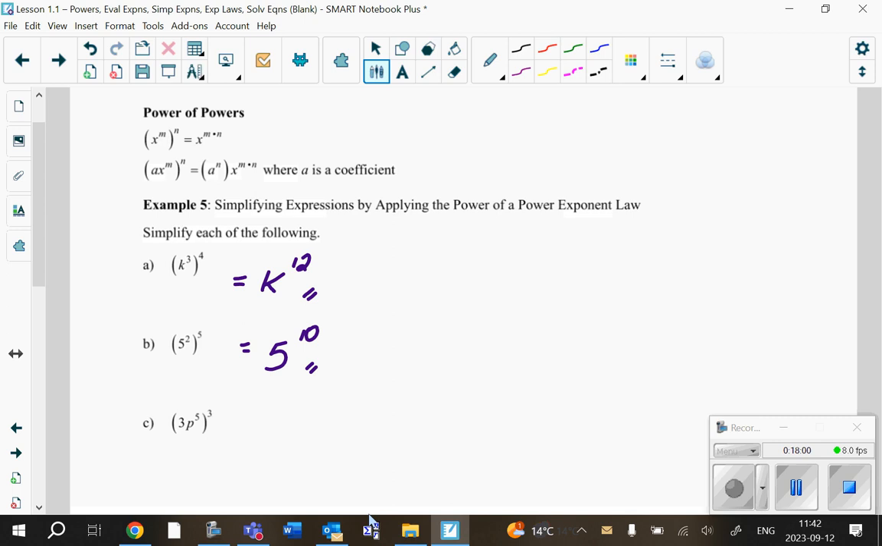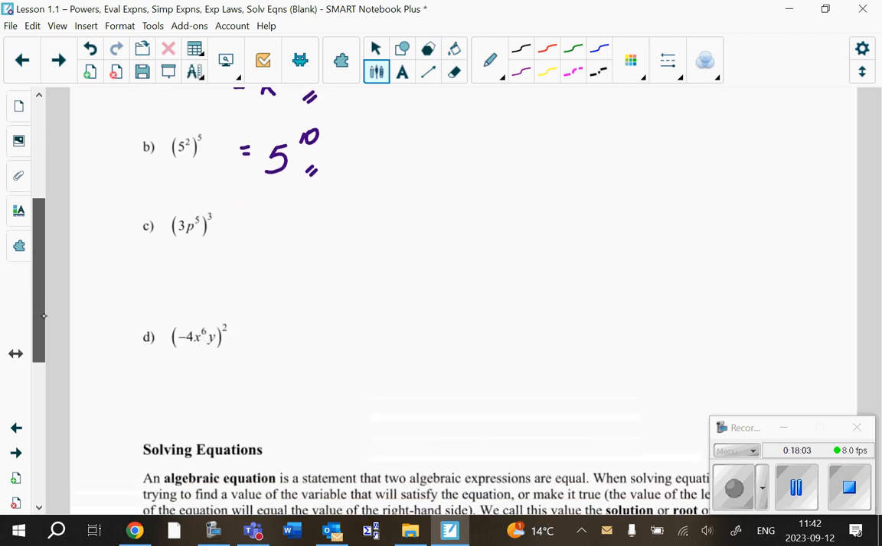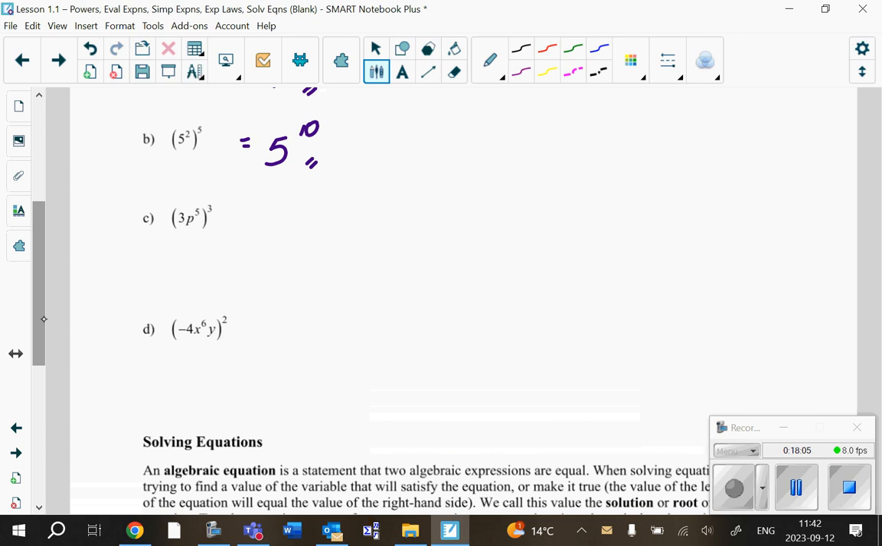Now, sometimes it gets a little tricky when there's a coefficient inside. Remember, you have to cube everything inside. So this means I've got to do 3 to the 3rd and then times that by p to the 5th to the 3rd. Well, this isn't an exponent law. This is just a straight evaluation. What is 3 to the 3rd? 27. Now this one is an exponent law. What does this give me when I simplify it? P to the 15th.